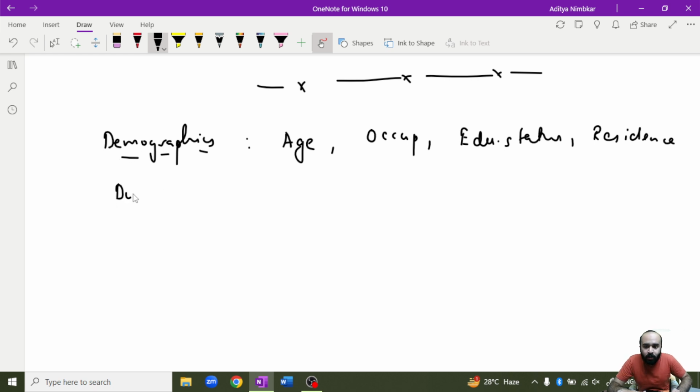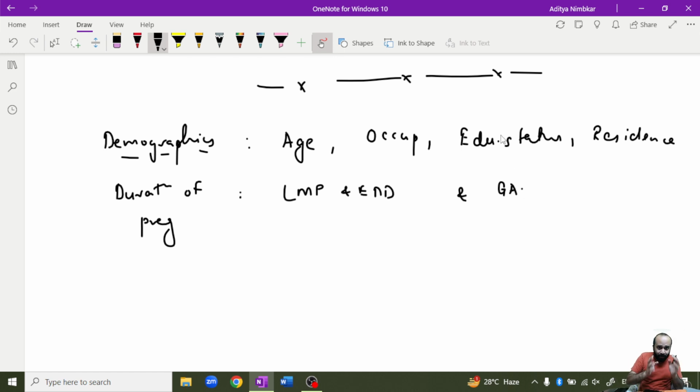Then the next point is going to be the duration of your current pregnancy. That will constitute LMP and EDD by Naegele's formula, and the gestational age that you would calculate. I would want to take a separate lecture in the live session to teach you how to calculate the gestational age in a very easy manner. I'll give you an example today as well, but a more detailed discussion will be in one of the subsequent live case discussions.